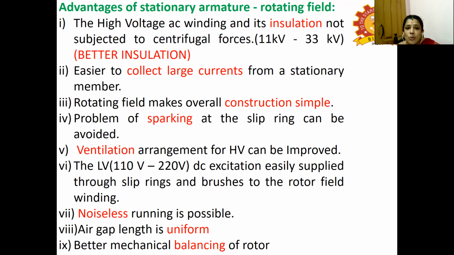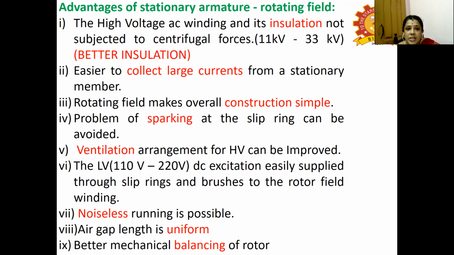A rotating field makes the overall construction simple. The problem of sparking at the slip ring can be avoided. Ventilation arrangement for high voltage can be improved. The low voltage, that is 110 to 220 V DC excitation, is easily supplied through slip rings and brushes to the rotor field windings. Noiseless running is possible. Air gap length is uniform. Better mechanical balancing of the rotor.